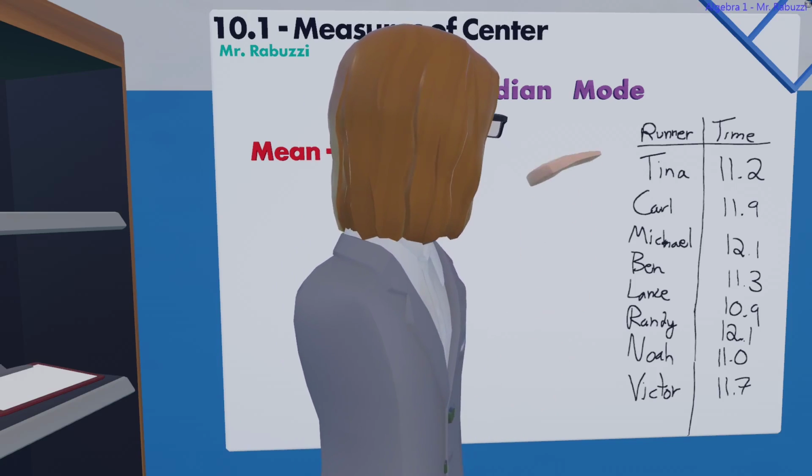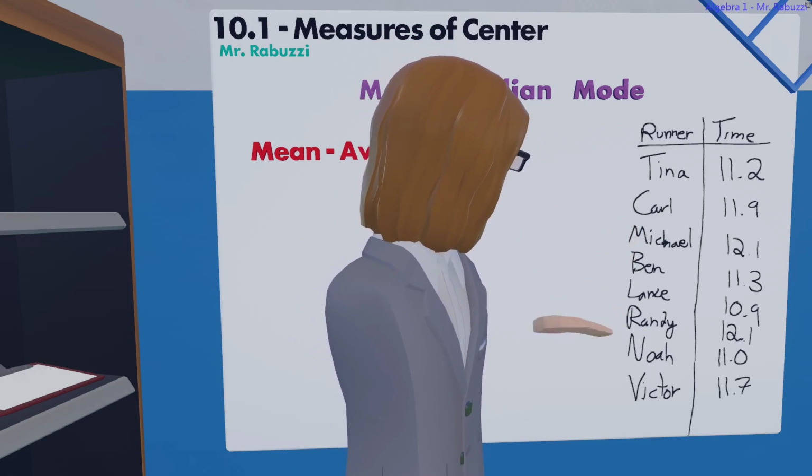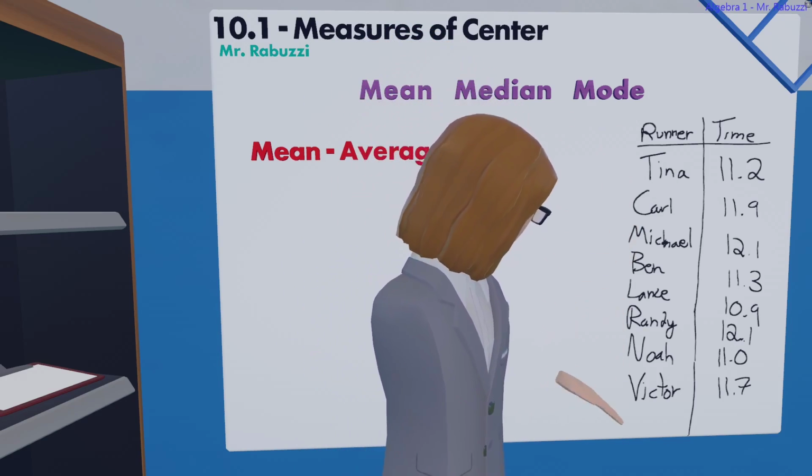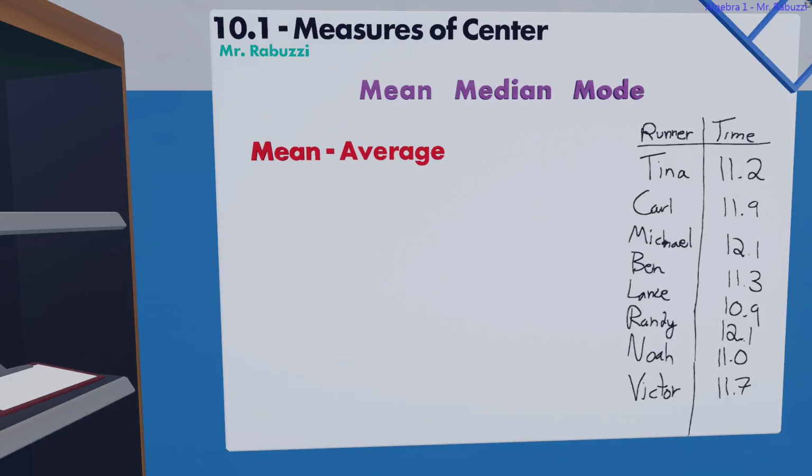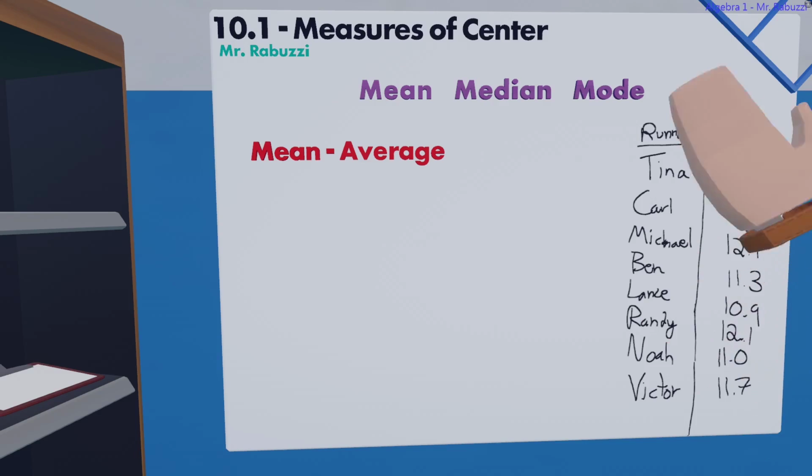Okay. Tina, Carl, Michael, Ben, Lance, Randy, Noah, Victor. Those are the people who ran in the race. And their times, so remember in this one, the lower is better, right? You want to run faster. So we have 11.2, 11.9, 12.1, 11.3, 10.9, 12.1, 11.0, and 11.7. Okay. We want to find the mean, median, and mode.